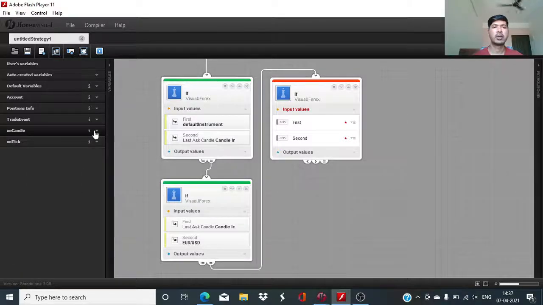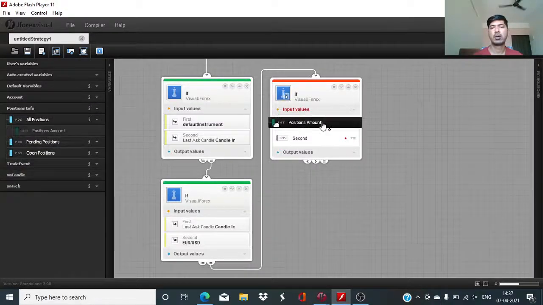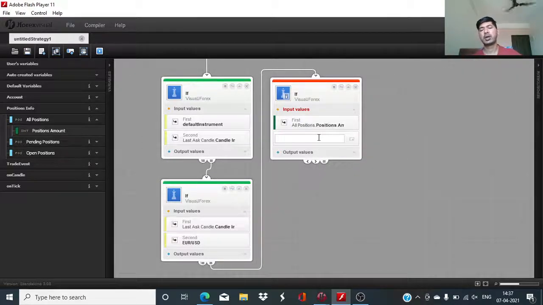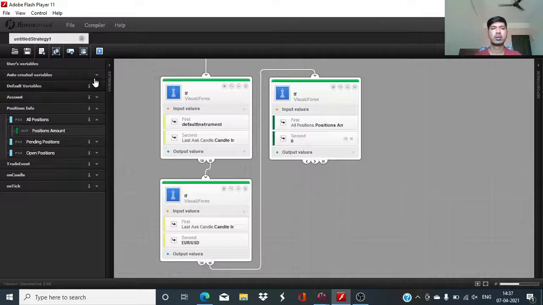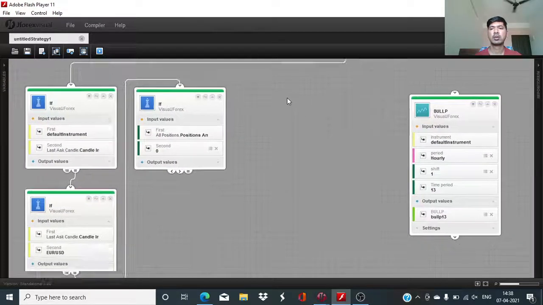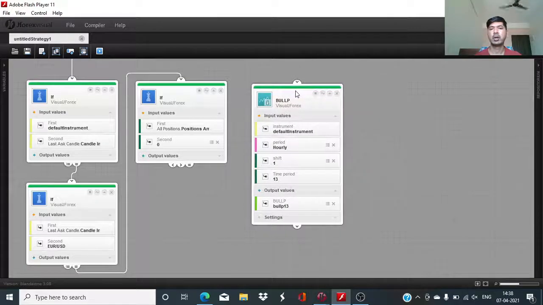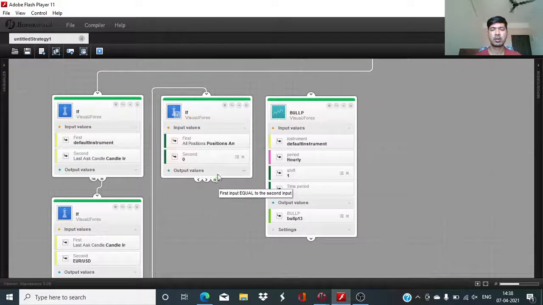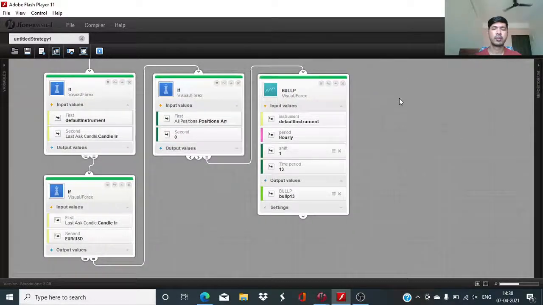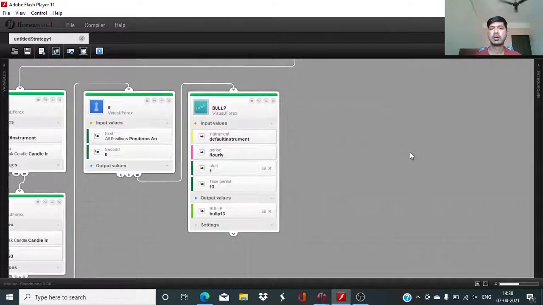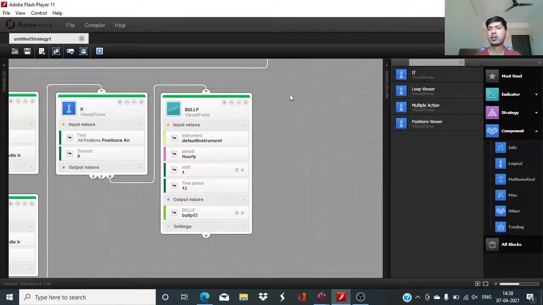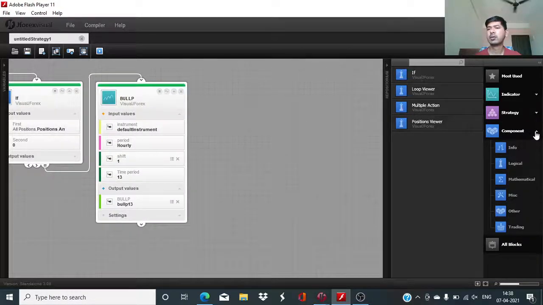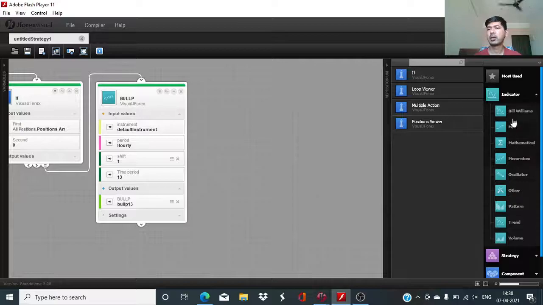Then another condition is going to be that there should not be any pending or open position on the account, so the position amount will be defined at 0. And after that only the Bull Power indicator will get into the picture. Okay, again indicator.